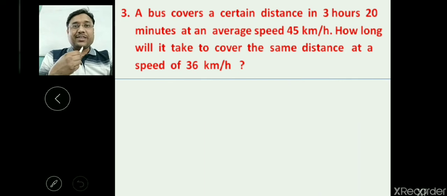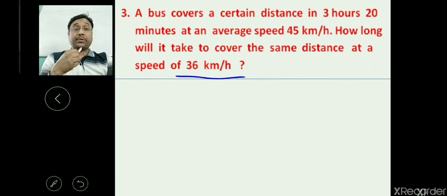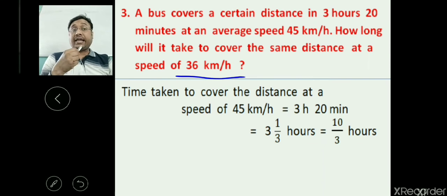Now next, you see that a bus covers a certain distance in 3 hours 20 minutes at an average speed of 45 km per hour. How long will it take to cover the same distance at a speed of 36 km per hour? In the solution you will first write that the time taken to cover the distance at a speed of 45 km per hour is 3 hours 20 minutes.